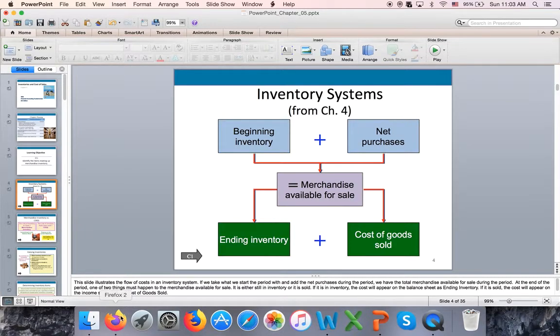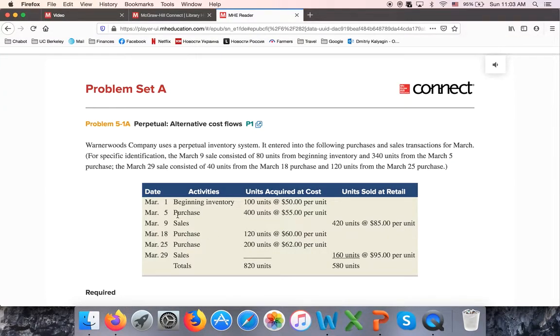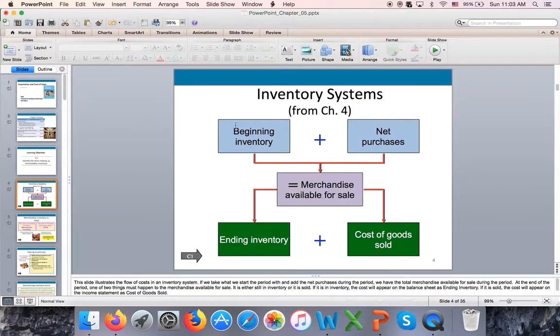Net purchases, I'm not going to summarize right now, but you can see, ignore sales. We made purchases 1, 2, 3 times, and we bought 400 plus 120 plus 200. So we bought 720 units at different costs. Together, my merchandise available for sale is 820 units. I had 100 units, I bought an additional 720, and then my merchandise available for sale is 820 units at a certain cost.